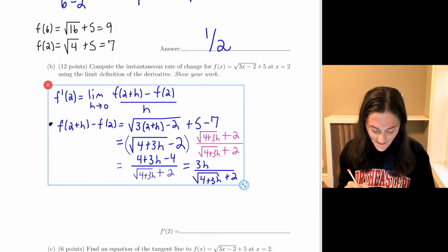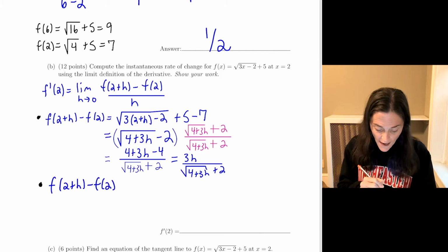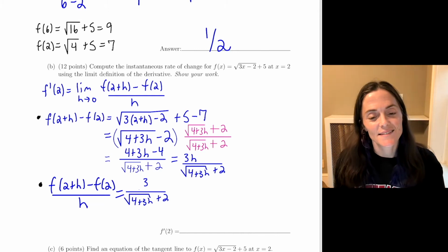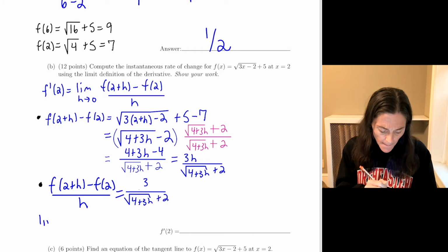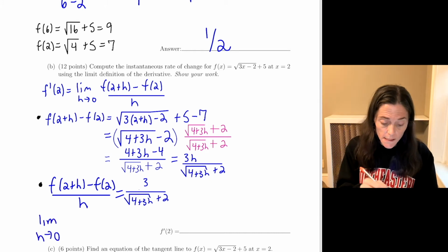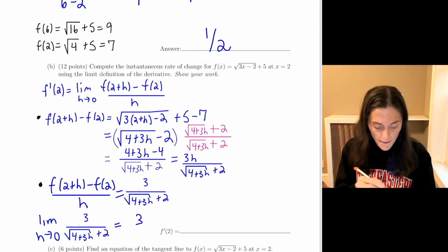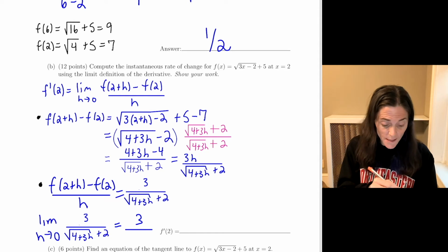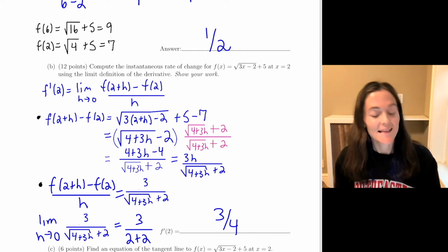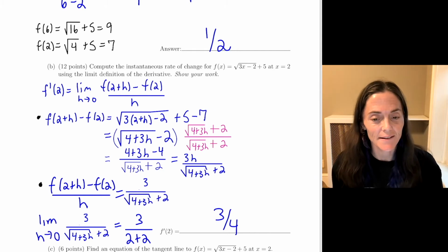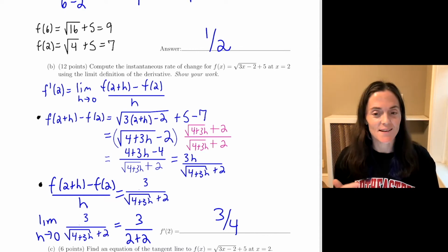So let's do this now. F of 2 plus h minus f of 2 over h is this. The h over h is 1. Now I can take the limit as h approaches 0 of this expression. What do we get? I get 3 divided by the square root of 4 plus 2. So this is 2 plus 2. My answer is 3 divided by 4. So this was the definition of derivative here. As I mentioned, there are no points for using the chain rule to calculate this.